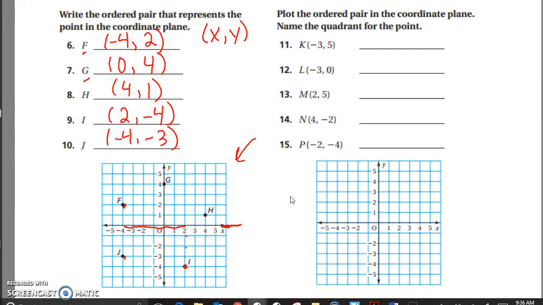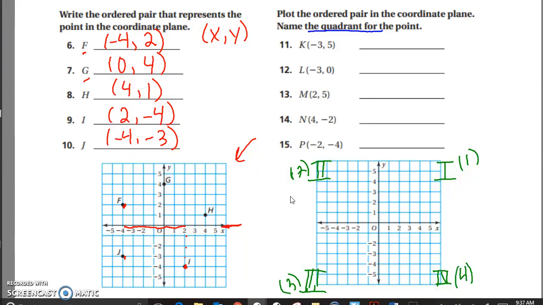Okay, so now with these next set of questions for 11 through 15, we are going to be plotting the ordered pair ourselves, and then we have to name the quadrants. So before I even start plotting points, I'm going to label my quadrants. Here, I'm going to use a different color. This right here is quadrant 1. This is quadrant 2, quadrant 3, and we use Roman numerals like the guy in the Math Antics video said. And then quadrant 4. So I can put in parentheses, that's 1, this is 2, this is 3, and this is 4.